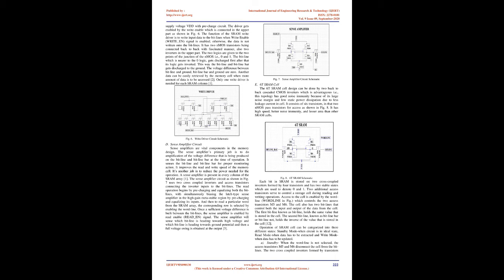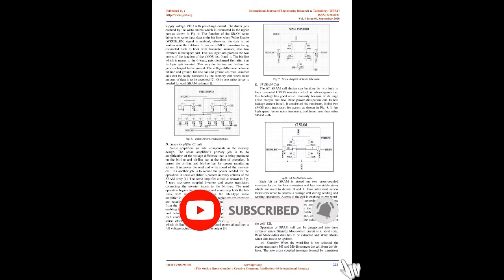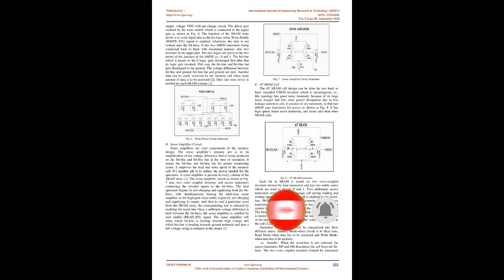The sense amplifier circuit, as shown in Fig 7, uses two cross-coupled inverters and access transistors connecting the inverter inputs to the bit lines. The read operation begins by pre-charging and equalizing both the bit lines, while simultaneously biasing the latch-type sense amplifier in the high-gain metastable region by pre-charging and equalizing its inputs. Then, to read a particular word from the SRAM array, the corresponding row is selected by enabling the word line. Once a sufficient voltage difference is built between the bit lines, the sense amplifier is enabled by the read enable, read_n, signal. The sense amplifier will sense which bit line is heading towards high voltage and which is heading towards ground potential, and then a full voltage swing is obtained at the output.